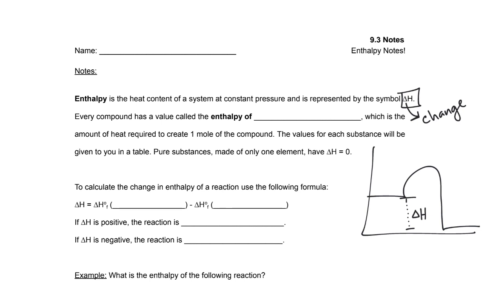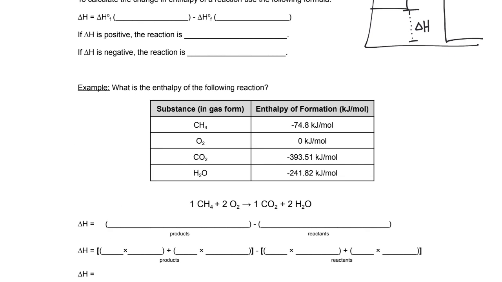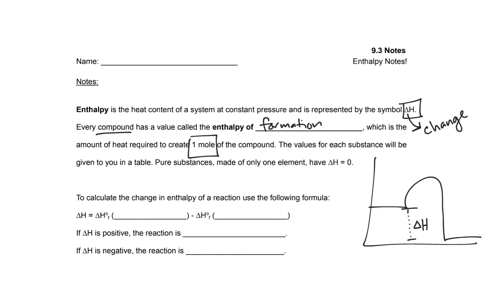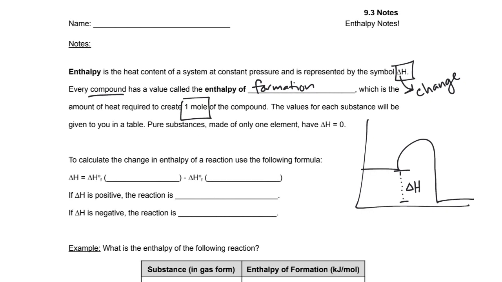And that's one of the things that we're looking at today. It says every compound has a value called the enthalpy of formation. Formation here meaning your compound being created. So the enthalpy of formation is very specifically the amount of heat that's required to create exactly 1 mole of that compound. And the values for that, you never have to memorize. They're also not on the periodic table. They're usually given in a table. If you look down here on your notes, you've got a table for the different enthalpies of formation there. Okay, so that's for compounds.